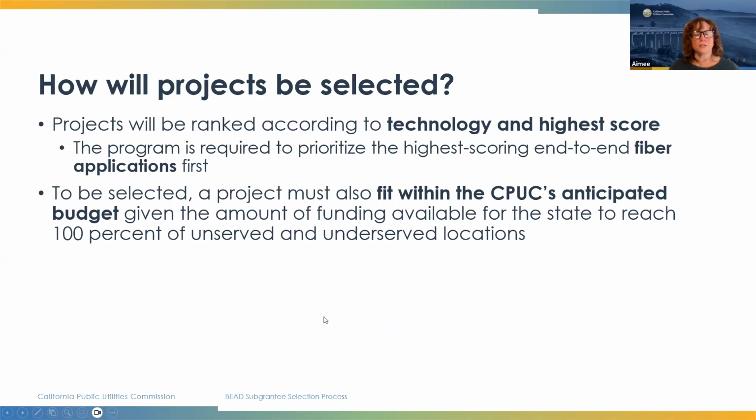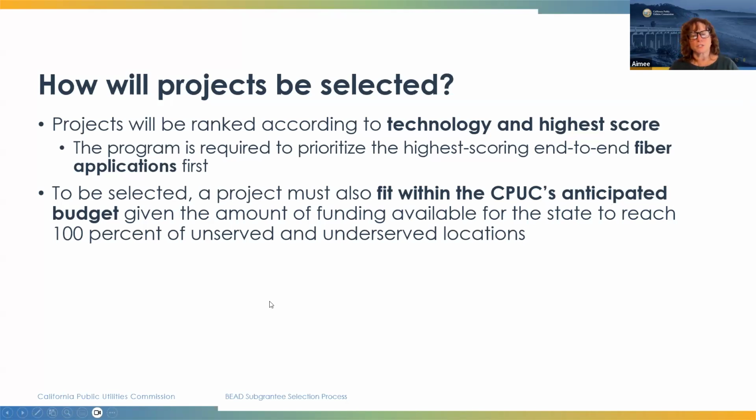Now let's get into how projects will be selected. Projects will be ranked according to technology and the highest score. So I mentioned earlier that scoring is really important. The program is required to prioritize the highest scoring end-to-end fiber applicants first. To be selected, the project must fit within the CPUC's anticipated budget, given the amount of funding that is available for the state to reach 100% of unserved and underserved locations. So it's really important to think about how you structure your application.